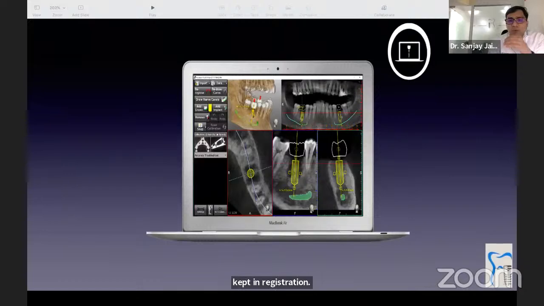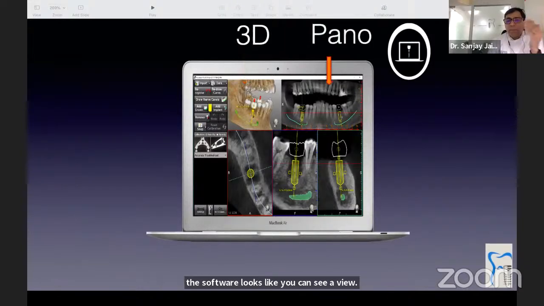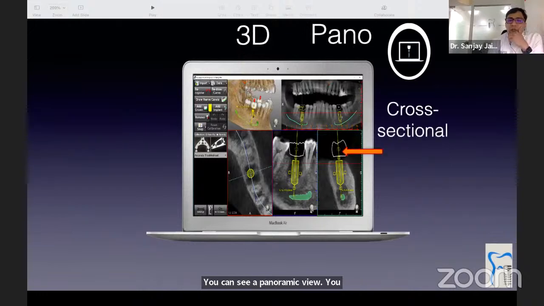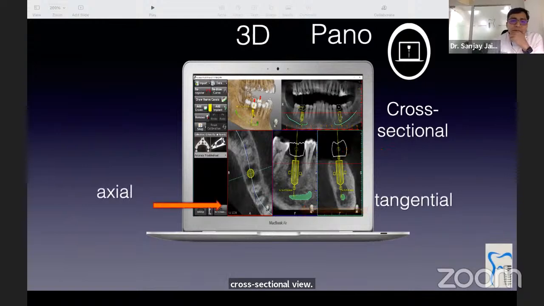So this is how the software looks. You can see a 3D view. You can see a panoramic view. You can see a cross-sectional view. You can see a tangential view. And you can see an axial view.